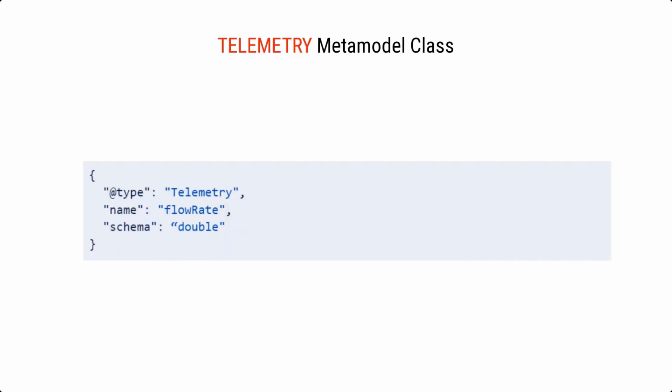Next, let's take a look at the telemetry Metamodel class. The telemetry class enables you to describe the data emitted by a physical entity. This is typically a stream of sensor readings or an occasional alert or information message. Here is how you would use JSON-LD to define a flow rate telemetry element for a filling machine. Unlike properties, telemetry isn't stored on a digital twin.